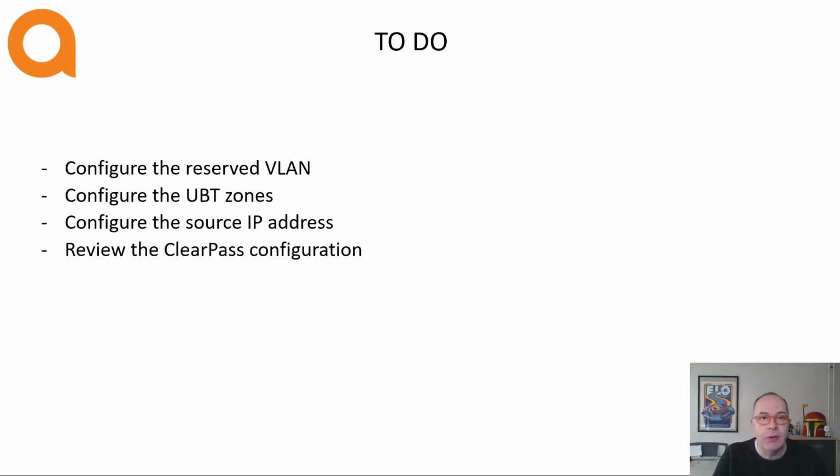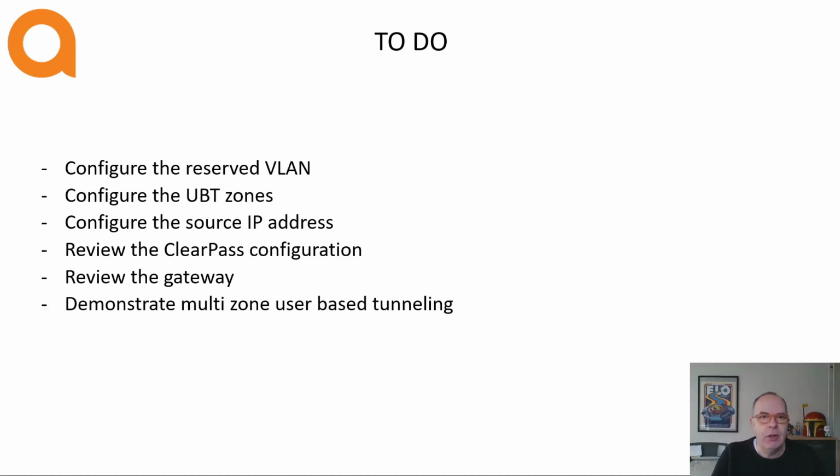I will review the configuration on ClearPass, and you will find that it's very easy to configure user-based tunneling with the ClearPass user roles. I will also review the configuration on the gateways, and this is actually exactly the same as user-based tunneling on AOS switch in the likes of the 2930, 3800 and 5400 series switches. And I will also demonstrate multi-zone user-based tunneling. Multi-zone allows you to tunnel to different clusters based on the identity of the endpoint. And I will show you the setup for MAC Authentication, 802.1x, and Captive Portal.